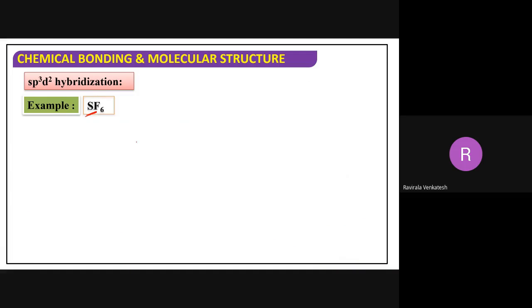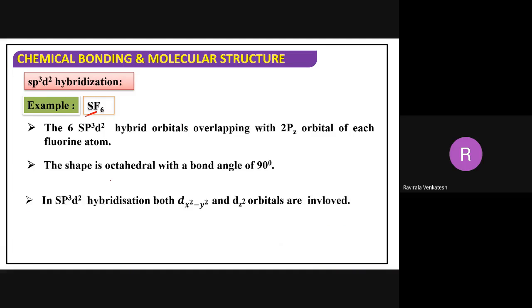Moving on, example SF6. Now the bond angle we are going to see here is 90 degrees. And the important thing is this one. Now which d orbital is used in sp3d? dz square. Now in sp3d2, dz square and dx square minus y square we can take. So why only these two? Why not different ones, dxy, dyz?